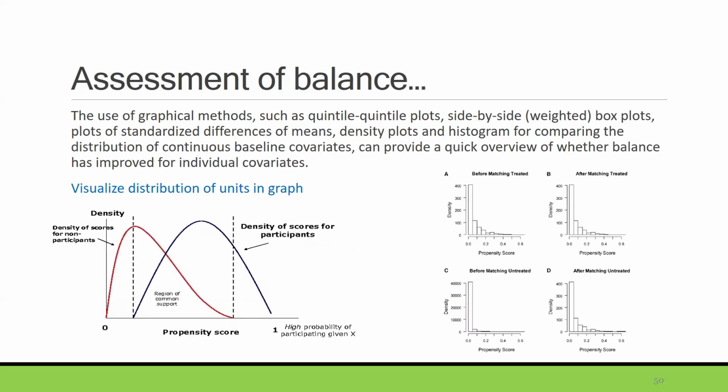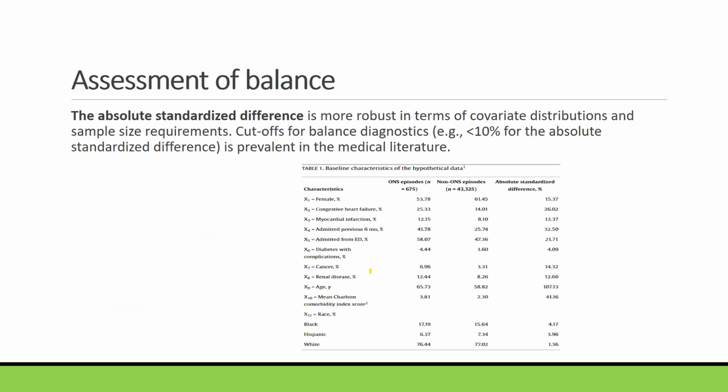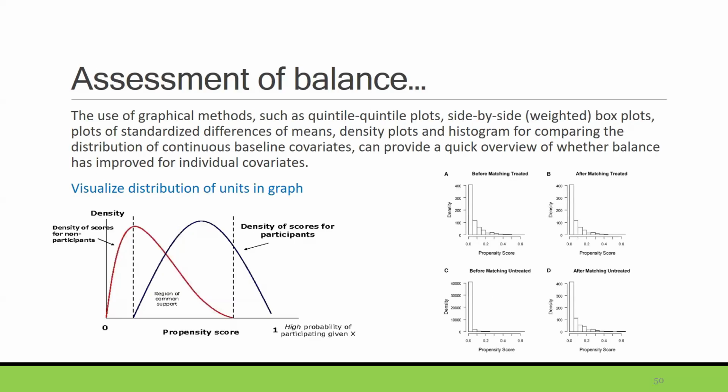So how do we assess, in addition to absolute standardized difference? Sometimes we also have to look at visual inspection. We have to use some quantile plots, a box plot of this standardized difference, density plots or histogram, and see the difference. Where is the overlap?